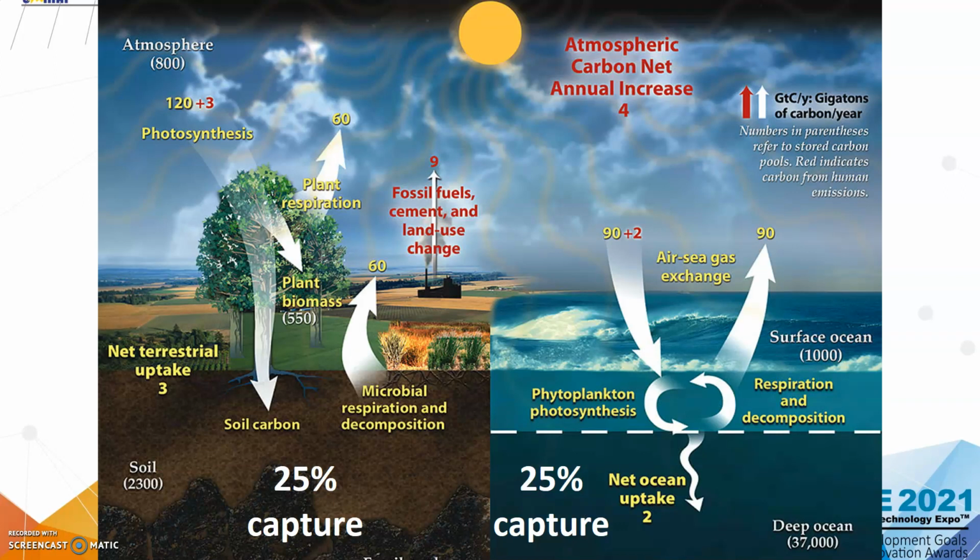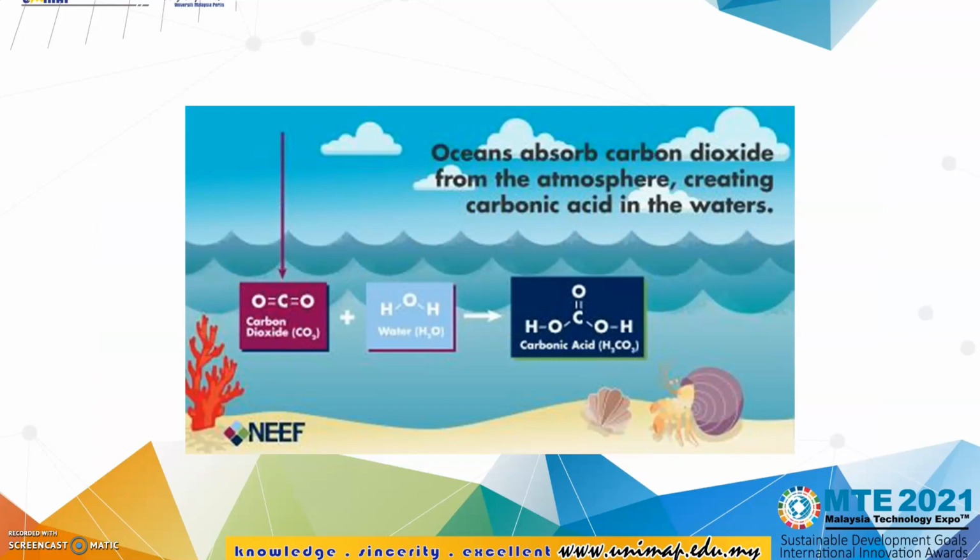Naturally, the emitted CO2 is absorbed by plants and trees for about 25% capture and another 25% captured by the oceans. So the remaining 50% of CO2 emitted is released to the atmosphere. Oceans absorb carbon dioxide from the atmosphere, creating carbonic acid in the waters. So this is the chemical interaction between carbon dioxide and water.